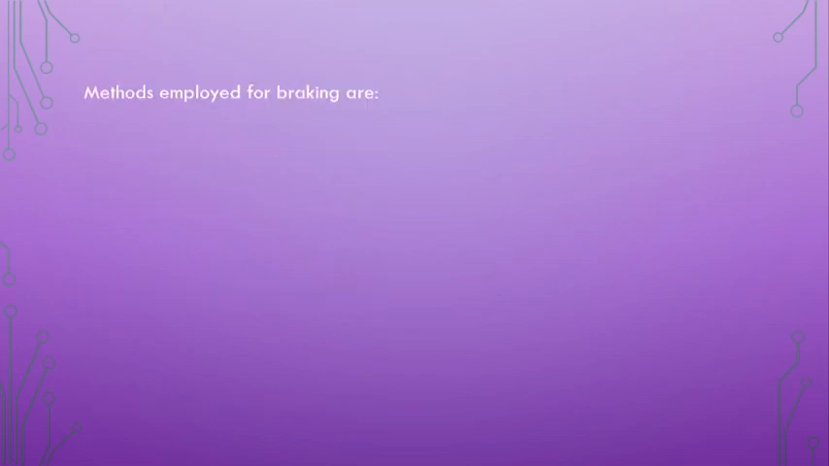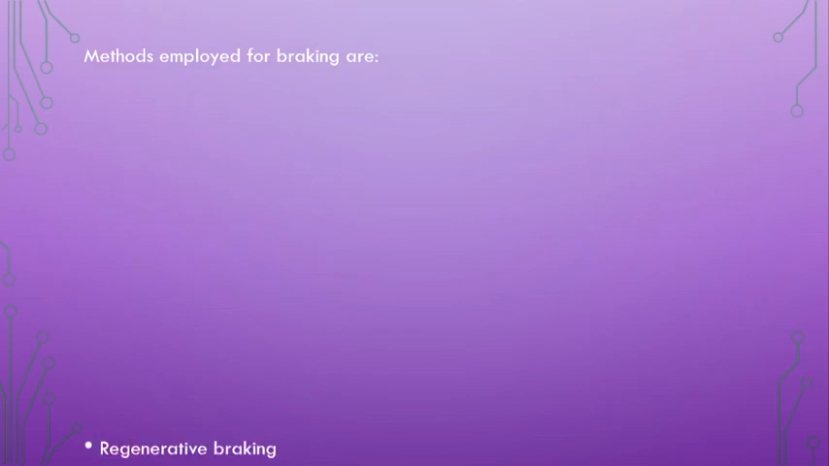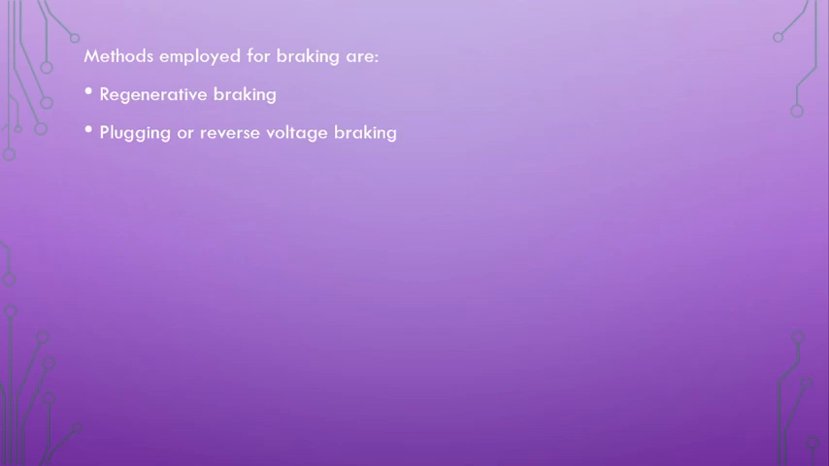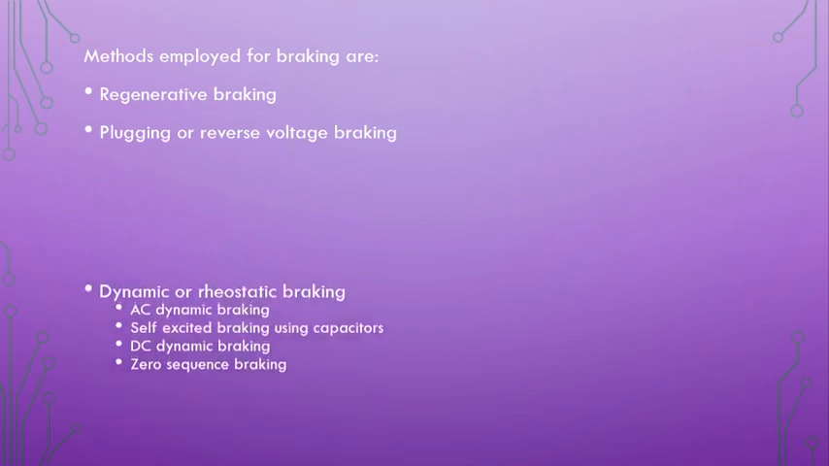Welcome back. Today we shall be discussing braking of induction motors. The different methods that are employed for electrical braking are as follows. The first one, as we all know, is regenerative braking. Then we have a very advanced method called plugging or reverse voltage braking.